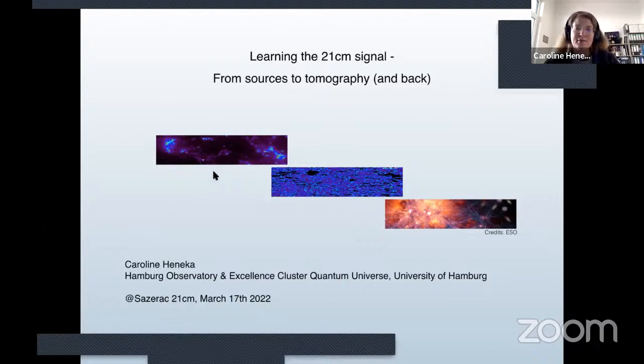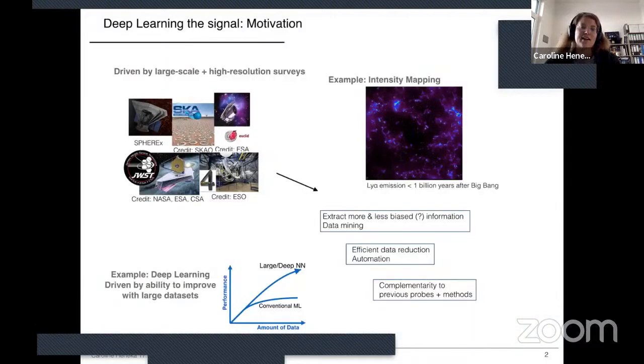So I'm diving right in with the learning part here. So in this talk, not generally, but in this talk, by learning, I will mean deep learning. And I'd like to start by motivating this. So as we all know, we have upcoming large scale and high resolution surveys. Of course, already the precursors are doing an amazing job.